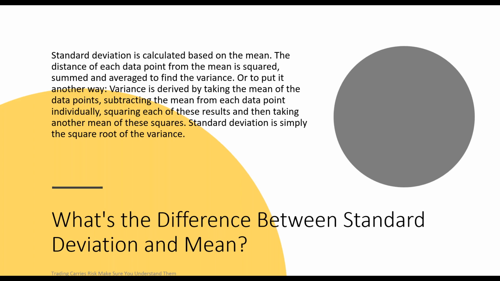Or to put it another way, variance is derived by taking the mean of the data points, subtracting the mean from each data point individually, squaring each of these results, and then taking another mean of those squares. Wow, that's still a lot of math. So standard deviation is simply the square root of the variance between the current closes and the moving average.